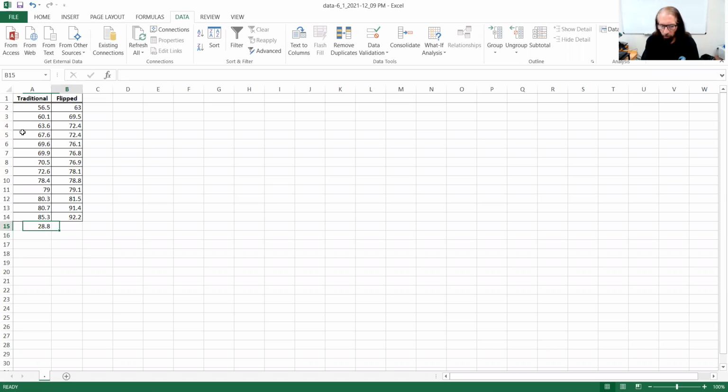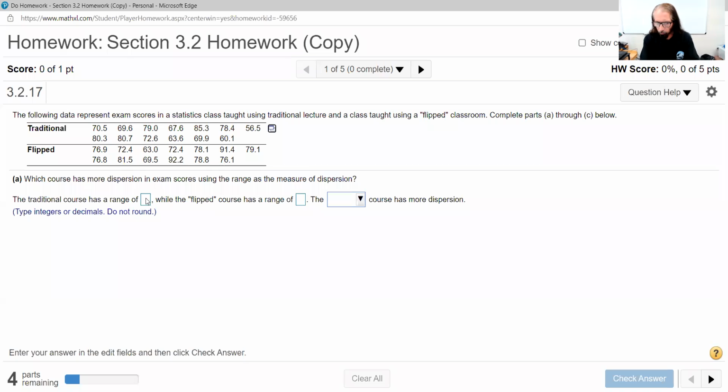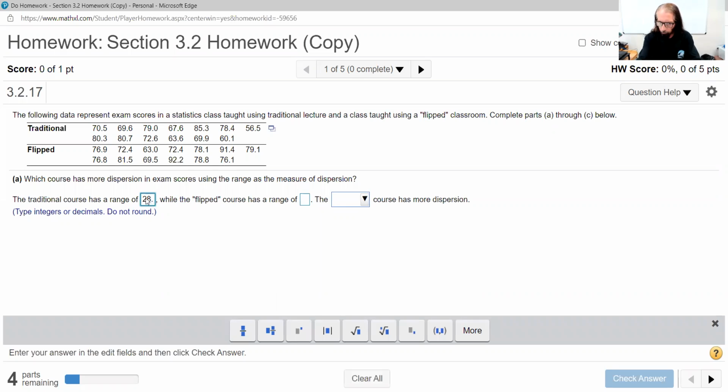Yes. Okay. I'm going to do the same for the flipped class. 29.2. Yes, that makes sense. Okay. So 28.8 and 29.2. So according to using range, the flipped class has more dispersion.